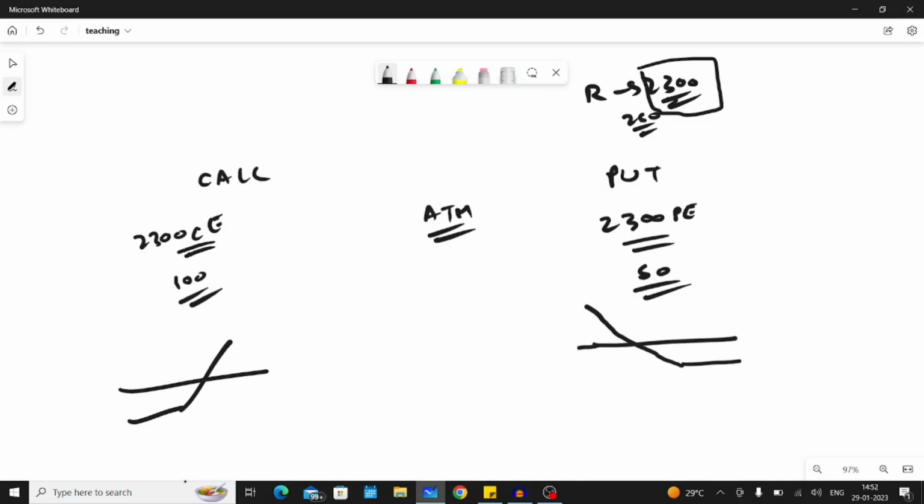will look like this. So this is basically 2300, 2300, and the break even is basically 2300 plus 100, that is 2400, and in put option it is 2300 minus 50, so it is 2250 rupees. So the call option buyer is going to make a profit if the price goes up and the break even is at 2400, and the put option buyer will make a profit if the price is coming down and the break even point is 2250.